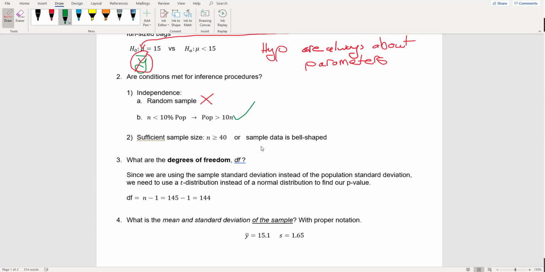And then the last one is we just need to make sure we have a sufficient sample size. We either need our sample size to be greater than or equal to 40, or for the sample data to be bell-shaped. We have a sample of 145, which is greater than 40, which means then we meet our condition. So we have 2 of the 3. We don't have a random sample, but as long as we believe that that bag is somewhat representative of all M&Ms, we're probably okay.